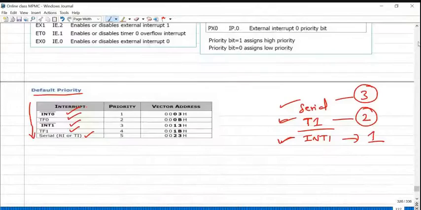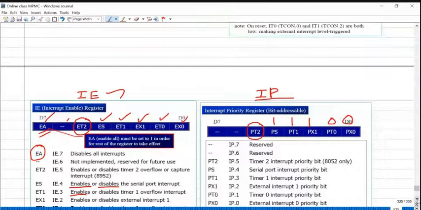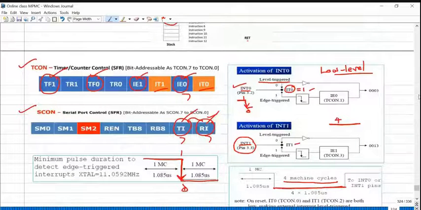So now we come back to the interrupt enable and interrupt priority registers. Apart from this, to decide whether the external interrupt is level triggering or edge triggering, we have two bits: interrupt type control bit 0 for INT0 and interrupt type control bit 1 for INT1. Whenever the INT0 interrupt occurs, this particular flag bit will be set. Whenever the INT1 interrupt occurs, this particular flag bit will be set. Right?